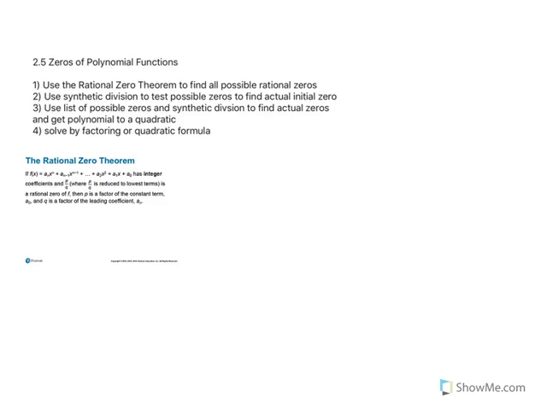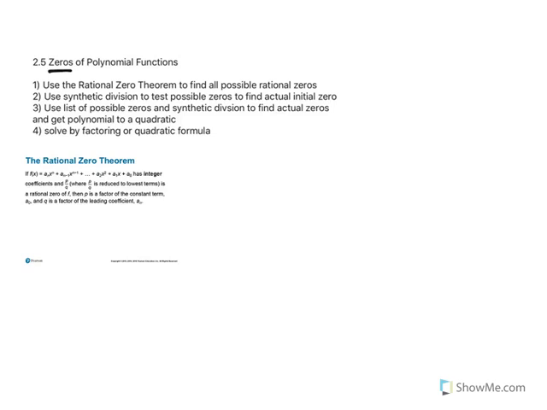Alright, so 2.5 is zeros of polynomial functions. What we're doing here is continuing on, because as you can see, zeros is something we've been looking at since we started chapter 2 for the most part. So in 2.3, we're finding zeros basically by factoring. So we have polynomials that can factor.